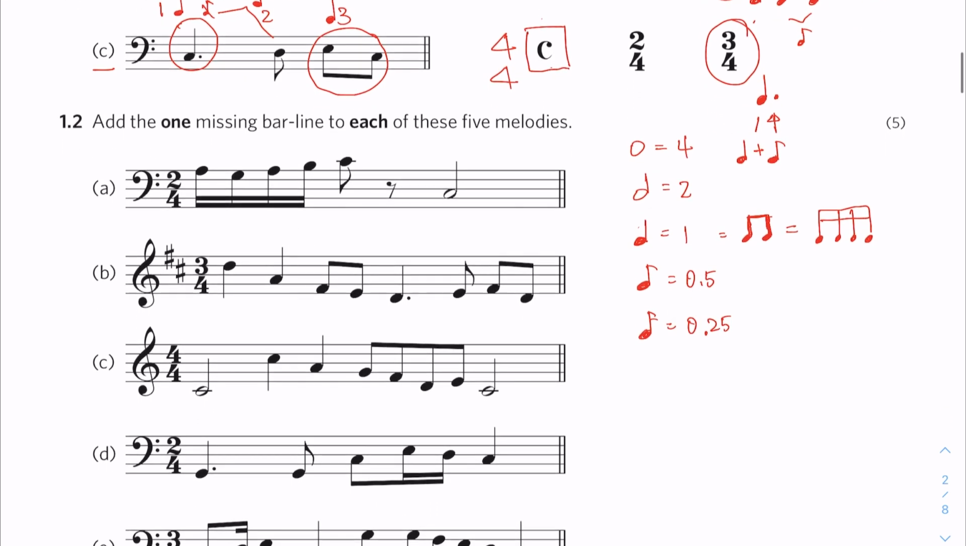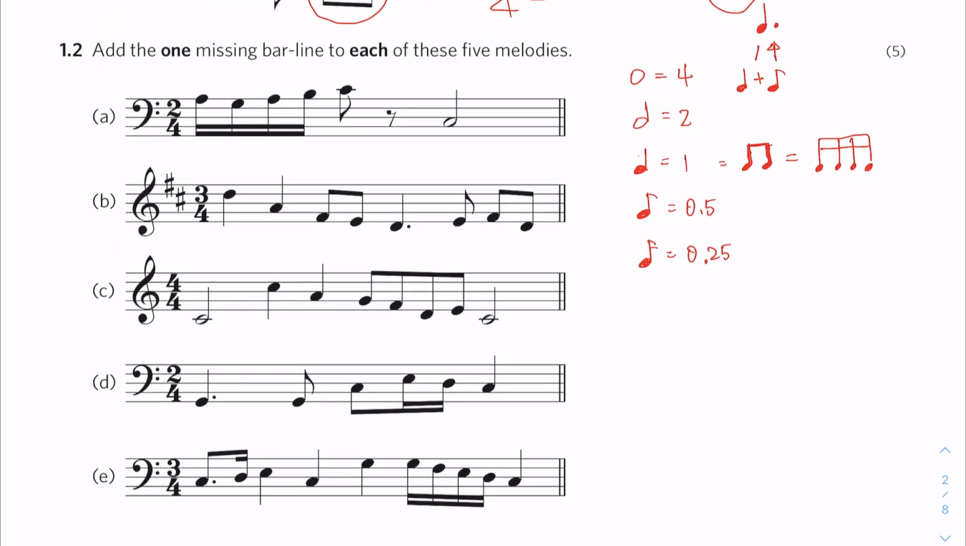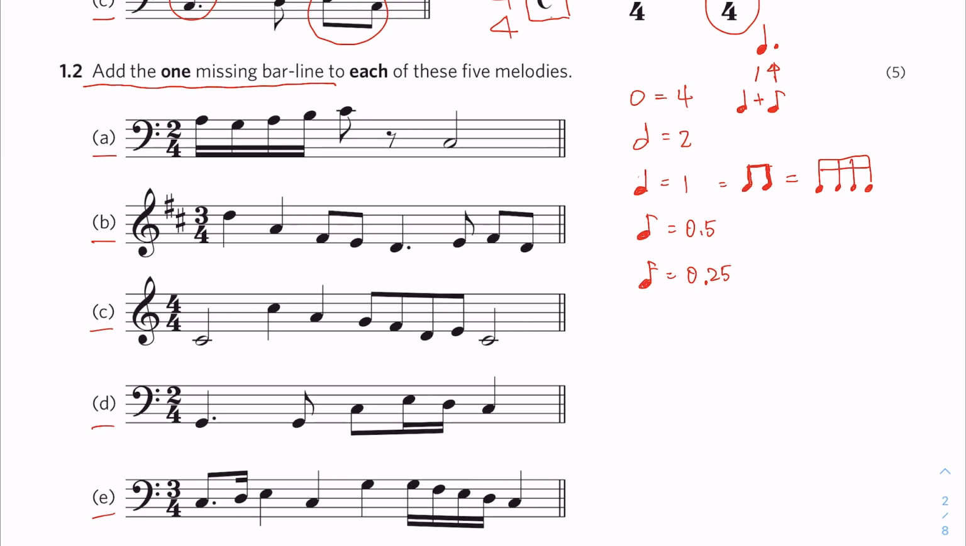At the 1 missing bar line, add it to each of these 5 melodies. So here we've got 5 questions, A, B, C, D, E, and what you need to do is add bar lines. First, you need to look at the time signature. Question A is in 2/4 time. It means 2 crotchets in each bar. So we have to group the notes in crotchets, and after every 2 crotchets we will draw a bar line.